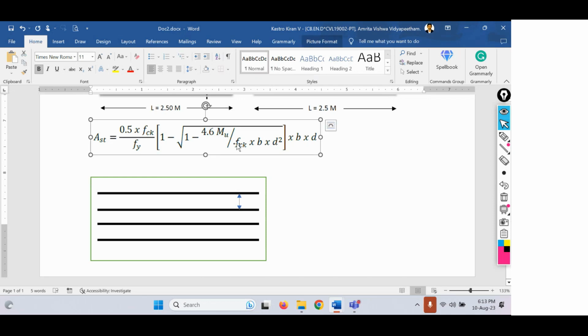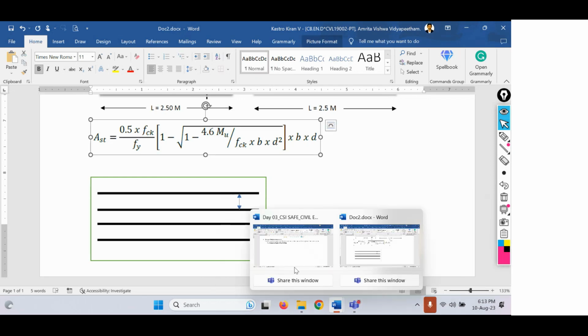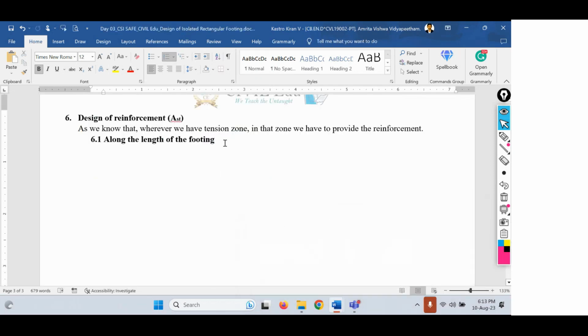Right. So now what we have to do is we have the formula to determine the area of steel, be it along the length or width direction. So this is the formula. Ast equals 0.5 times fck upon fy into 1 minus under root of 1 minus 4.6 Mu divided by fck b d square into b into d. This is the formula. So here fck is nothing but the grade of concrete. Fy is nothing but grade of steel.